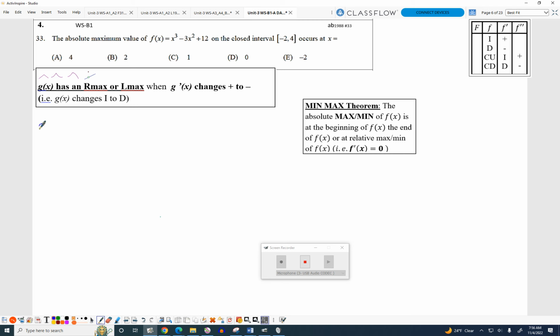F has its max. Okay, sometimes they use the word absolute max, sometimes they use the word just maximum, sometimes they just say greatest, most, highest, fastest, coldest, whatever, biggest.